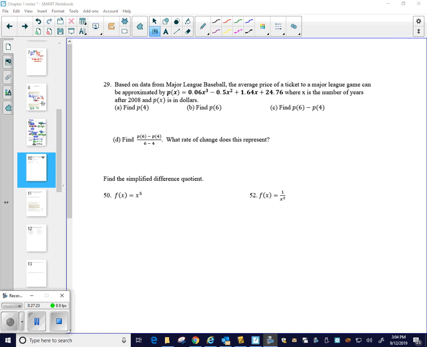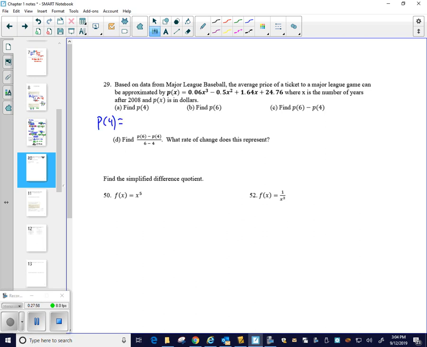Okay, number 29. It says, based on the data from Major League Baseball, the average price of a ticket to a Major League game can be best approximated by P of X equals that long function, where X is the number of years after 2008 and P of X is in dollars. So X represents the number of years after 2008 and P of X represents the actual money that's brought in. Okay, so we want to find P of 4. Well, P of 4, of course, just means plug 4 into the entire thing.